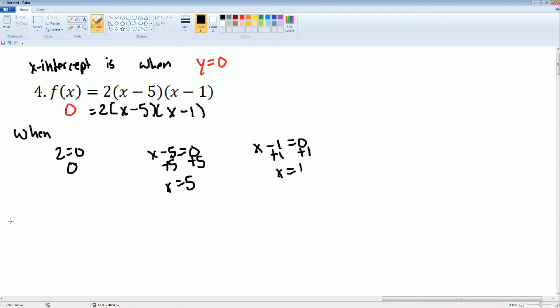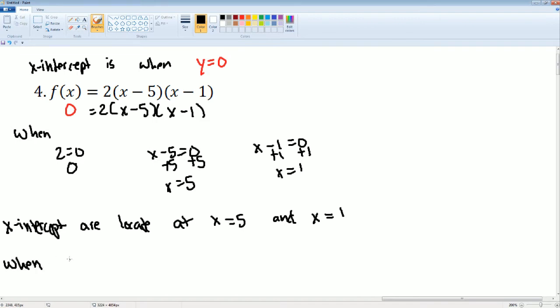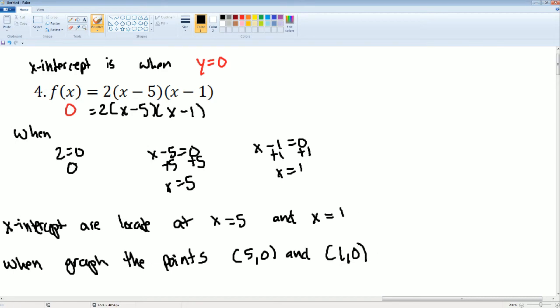So we would say here the x-intercepts are located at x is equal to 5 and x is equal to 1. So when graphed, the points, these are now points, are at 5 comma 0 because again y is 0, x is 5 here, and 1 comma 0. Okay, let's see if we are right.